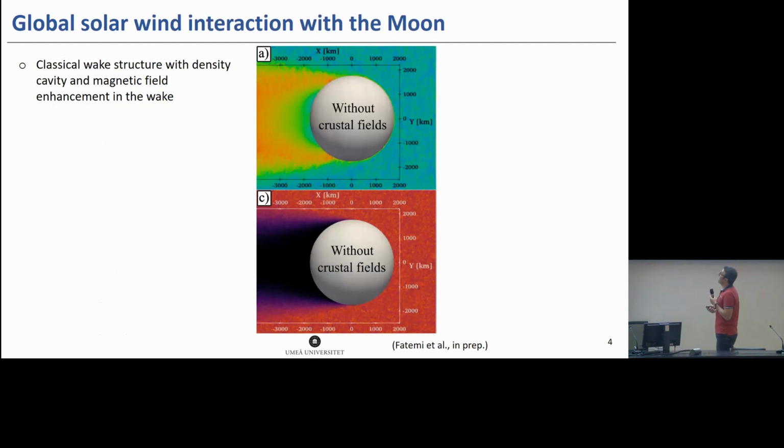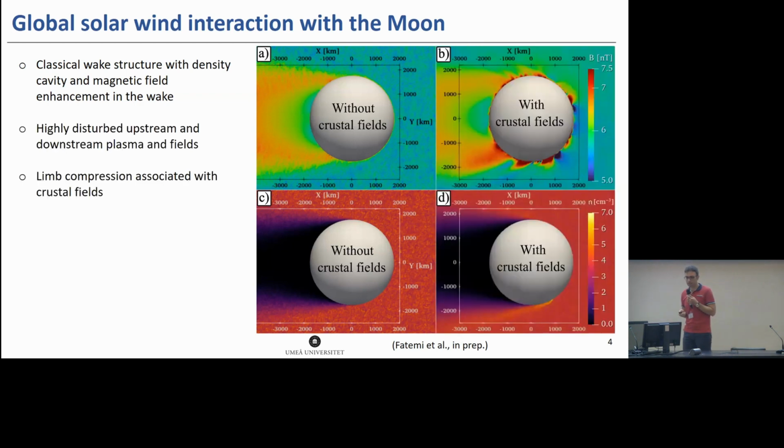Here I show a classical Vega structure using our model. This is during the condition that the crustal fields are not included in the model. In the bottom, we see the plasma density, and on the top, it shows the magnitude of the magnetic field. This is a classical structure. There is nothing happening in the upstream. Solar wind is coming from the right to the left. And here we do see a cavity, as well as a magnetic field enhancement that has been observed by several spacecraft during the 60s and 70s.